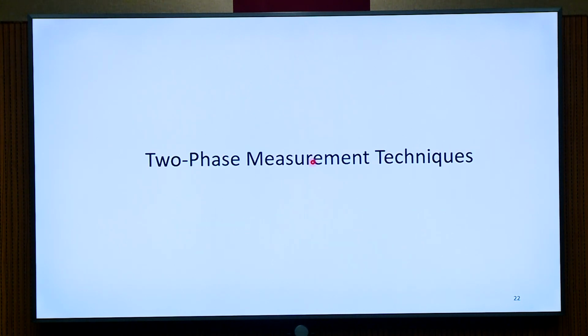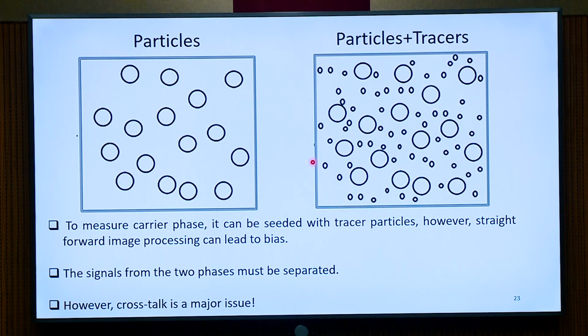Okay, so now we will go to the two-phase measurement techniques. So how do we measure the other phase, that is the carrier phase? For that purpose, what I would do is add seeding particles or tracer particles in the carrier phase. For example, let's say you have a spray where you have liquid particles in airflow. So I will add some tracer particles to the air and I can do a PIV experiment where I will see the droplets as well as the tracer particles.